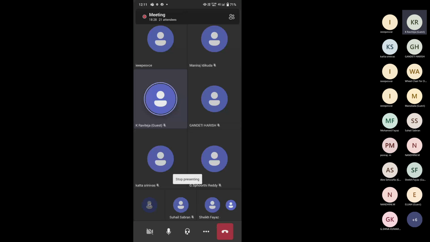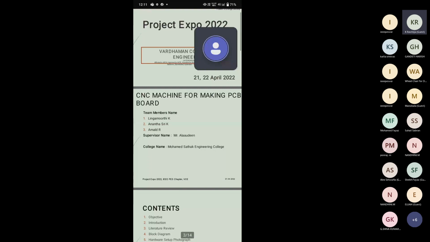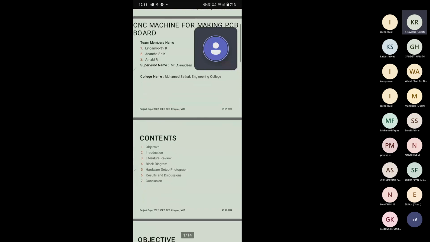Thank you, Vadraman College of Engineering, for giving me this opportunity. Myself Anandastri, and my batchmates are Lingamurthy and Arnav. I'm under the supervision of Mr. Alauddin sir from Mohammed Sadiq Engineering College. I'm here for designing the CNC machine for making PCB boards.